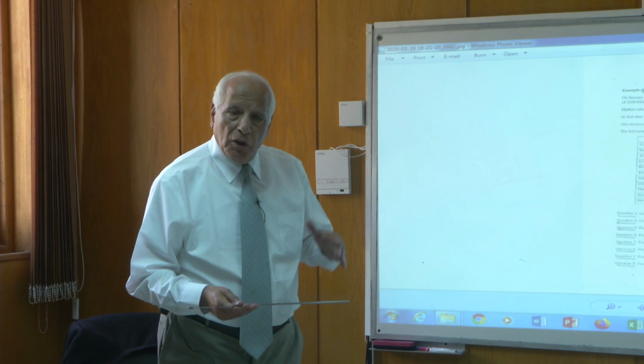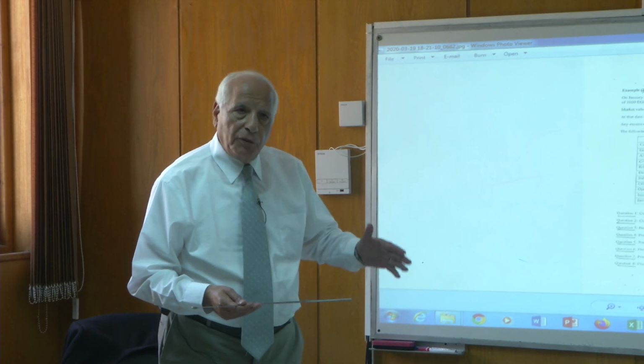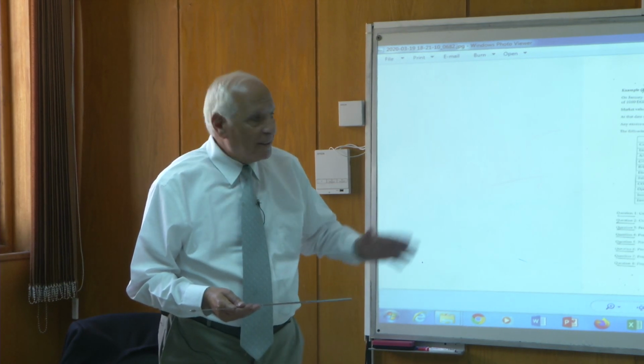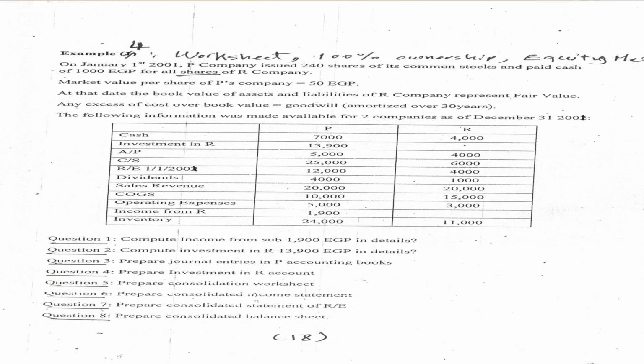Examples 1 and 2, and example 3, for cost and equity have no worksheet. But this one here, example 4, we have mainly a worksheet, 100% ownership and equity method. That means we have all of this in example 4. When I say 100% ownership, that means no minorities. You have to know this.